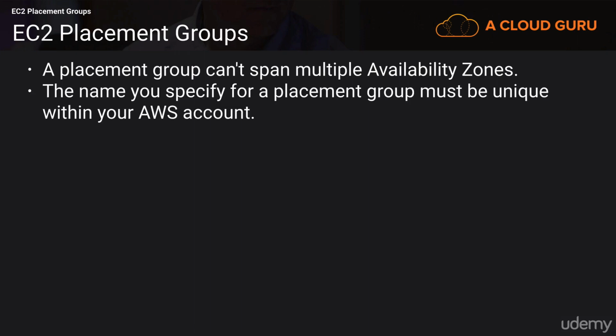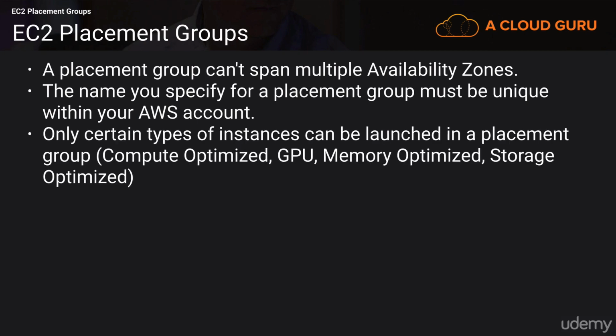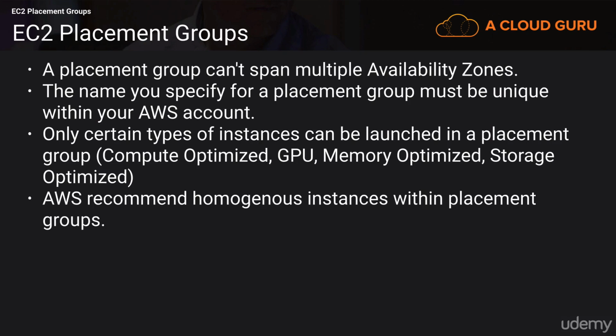The name that you specify for a placement group must be unique within your AWS account, and then only certain types of instances can be launched in a placement group. So these are things like compute optimized, GPU, memory optimized, or storage optimized instances. You're not going to get your T2 micros in a placement group.